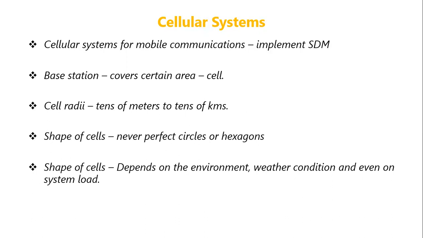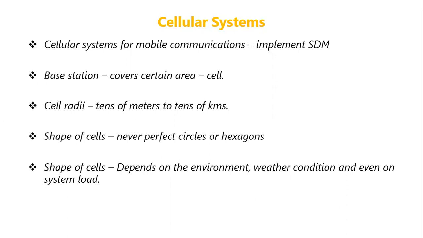For example, in a mountain environment, the cell structure will be something different, and in between buildings, if there are more buildings in the area where the cell is located, then the structure of the cell will be different. So it depends on the environment, on weather conditions, and sometimes on the load on the system. Weather may also influence the structure of the cells. If the weather is very hot, very cold, or rainy, the cell size may vary.